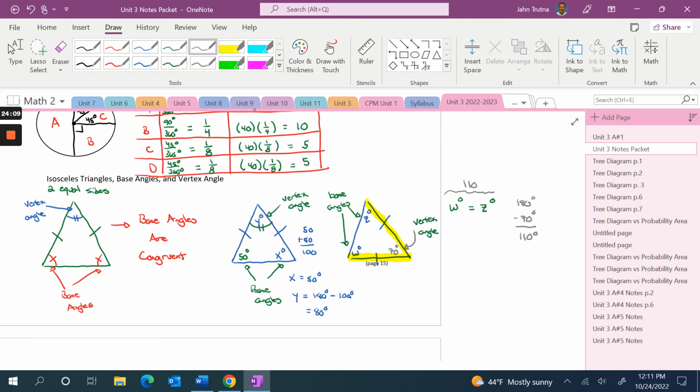So W and Z have to together make 110 degrees. That tells me that angle W, however many degrees that is, plus Z has to be 110, but W has to be equal to Z. So to find out how much W and Z are, I just divide 110 by 2. That is 55 degrees. So that tells me that W is equal to 55 and Z is also equal to 55. Unit 3, assignment number 5's notes.